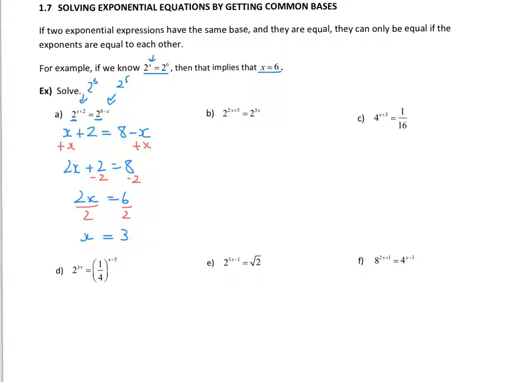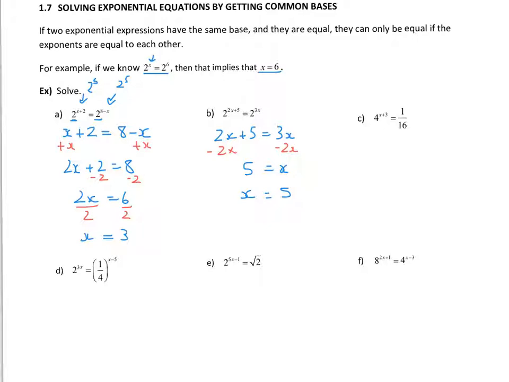All right, try the next one. See if you can figure out what x is equal to. Okay, you should have that 2x plus 5 is equal to 3x. And then I'm going to get the x's on the same side. I'm going to subtract the 2x's from this side. And that's going to leave me with 5 equaling x. So x equals 5. And again, you could sub that in, check and see if the left side equals the right side.